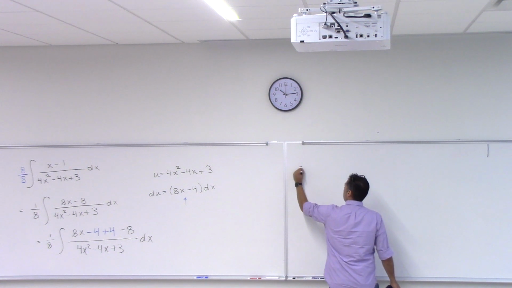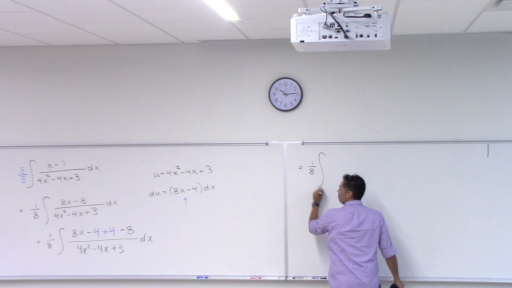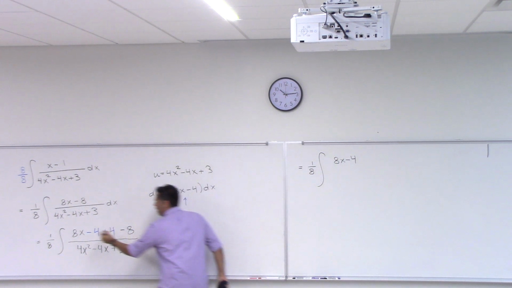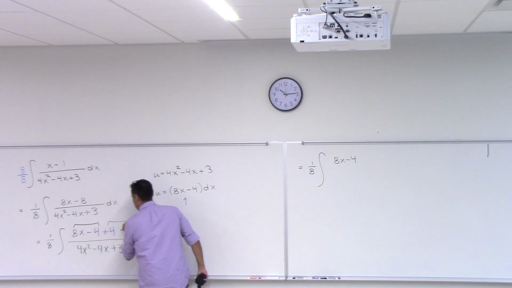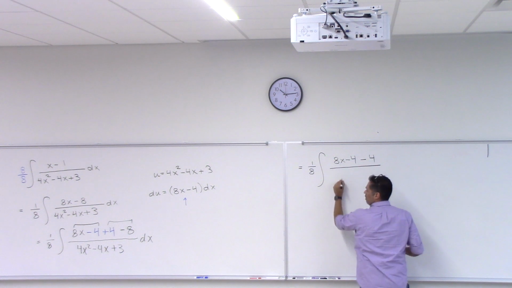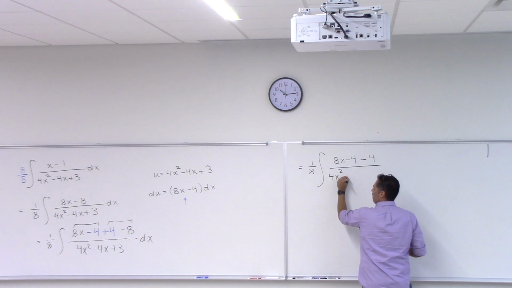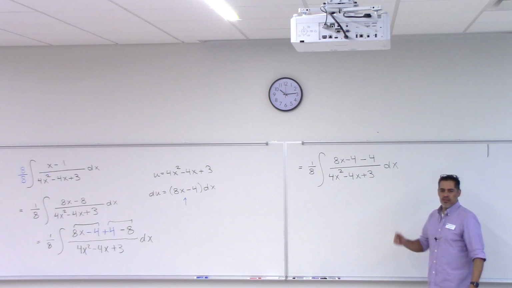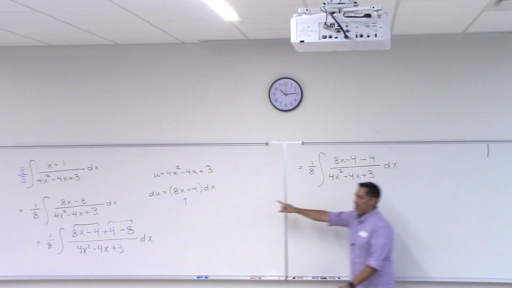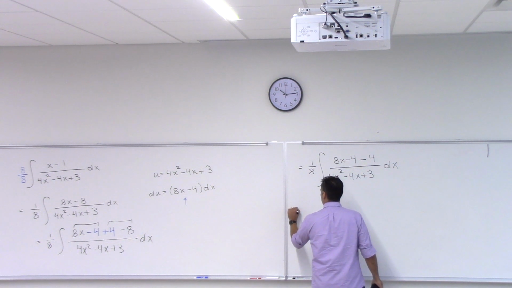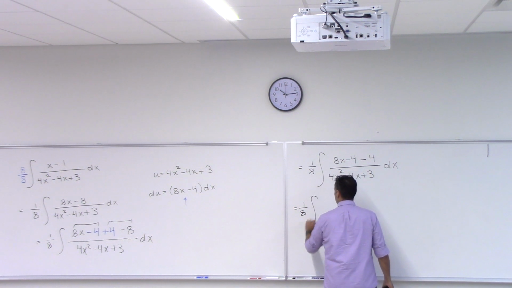Now that is equal to 1/8 integral 8x minus 4. So I'm putting these two together like that. And then these two, let's put those together. What's that, minus 4? And then over 4x squared minus 4x plus 3 dx. Now this top is not exactly this, right? It's not exactly. It's pretty close, but it's not exactly, right? So now what I'm going to do is this. Any guesses?